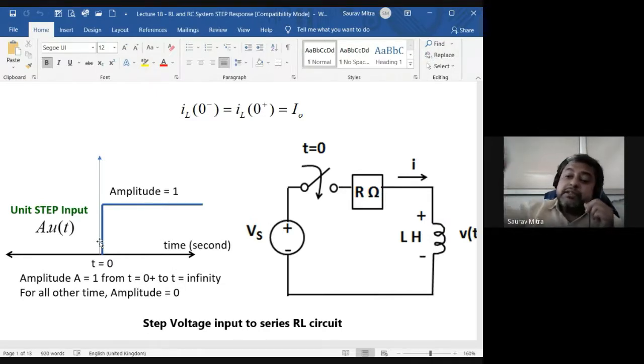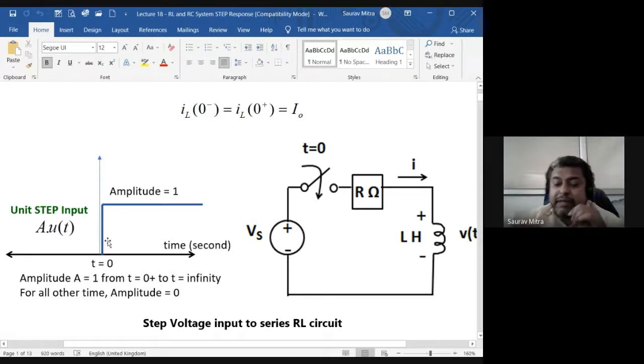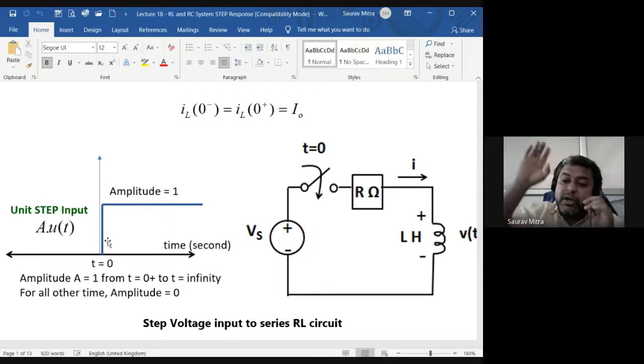And up to t is equal to infinity, so you are keeping the fan on, and you are pressing this, you are giving this 1 Newton force to the surface for a long time, up to t is equal to infinity. Hold it like that for your whole life. That means I am connecting this supply to the fan, or I am pressing my one surface for a long time. So this is the definition of unit step.